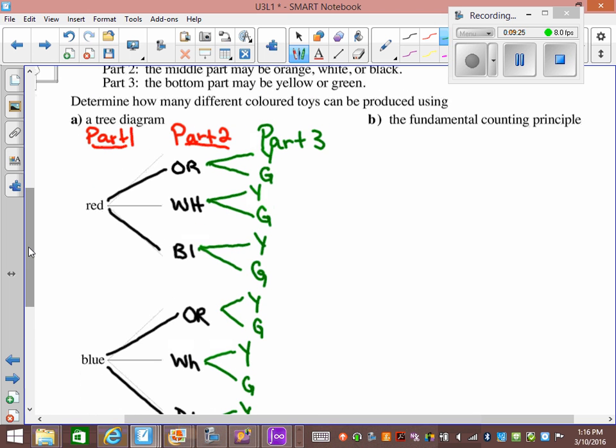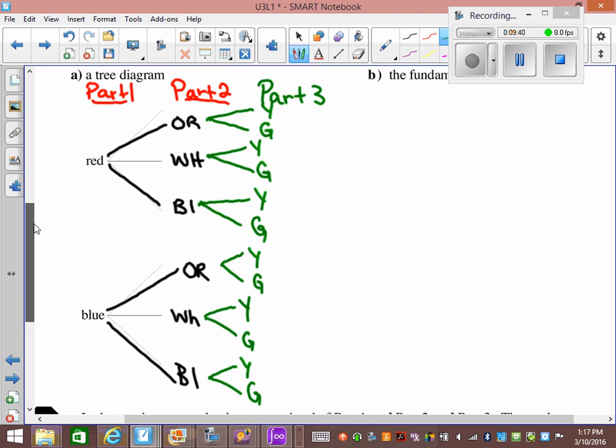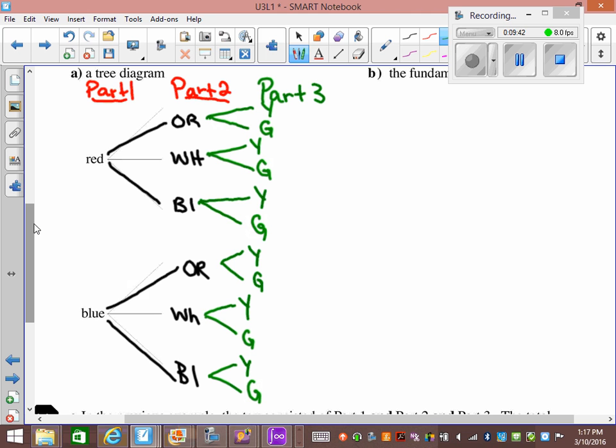So I could list all of my separate outcomes. The red top, the orange middle, the yellow bottom. The red top, the orange middle, the green bottom. The red top, the white middle, the yellow bottom. The red top, the white middle, the green bottom. And I could list all the outcomes out. Or how many are there total? 1, 2, 3, 4, 5, 6. And this one has 6 too. So how many total?